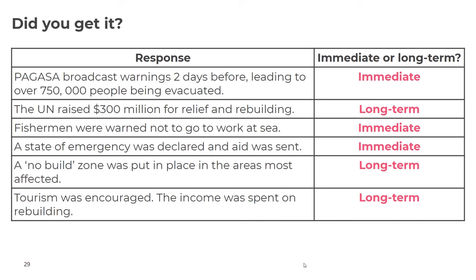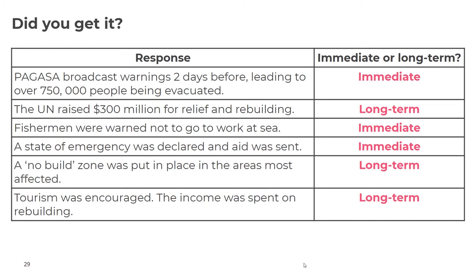The UN raised $300 million for relief and rebuilding. That is long term. And the aim of rebuilding is to try and build back better and to make sure that the buildings are perhaps stronger and more able to withstand tropical storms in the future. Fishermen were warned not to go to sea, an immediate response. A state of emergency was declared and aid was sent, immediate.